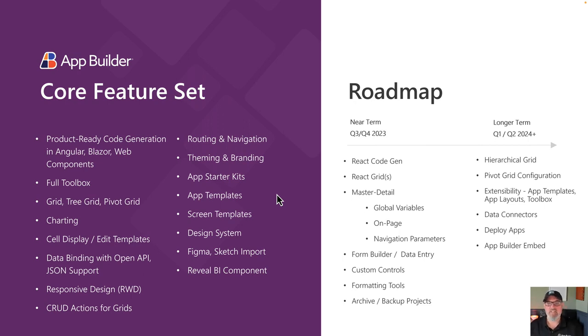I mentioned master detail. So global variables, on-page variables, and navigation parameters is coming. At least global variables and on-page variables will ship in the next month or so. Navigation parameters may come shortly after that. But once you have that, then you can basically cover all the bases in terms of saving variables across pages, clicking something to update something else, doing CRUD. All of that will work perfectly with these variables.